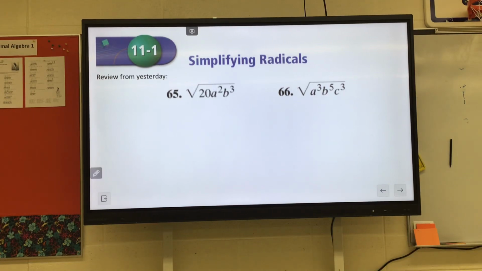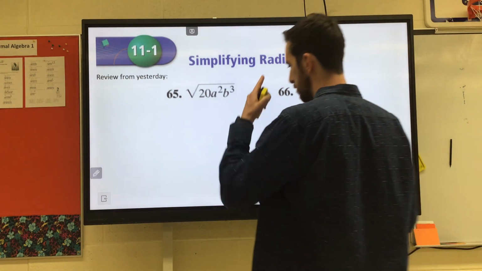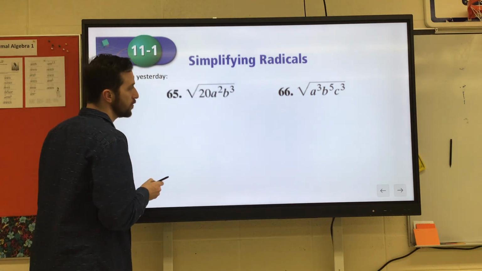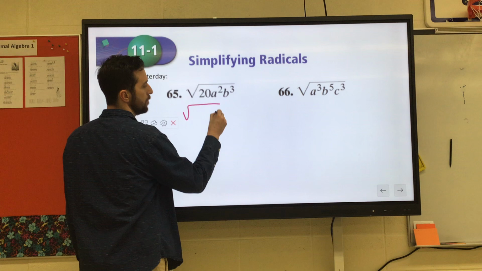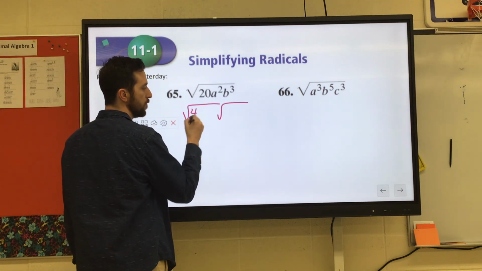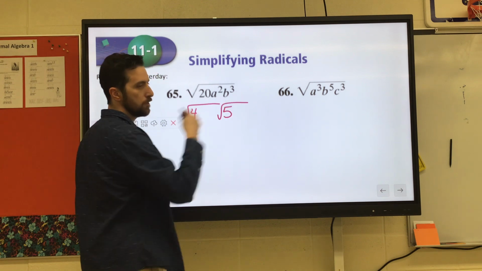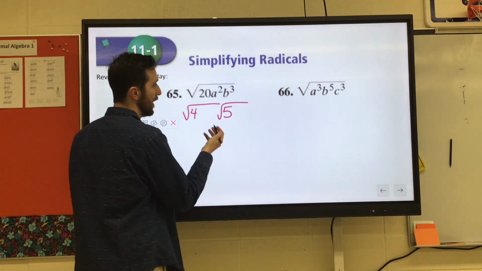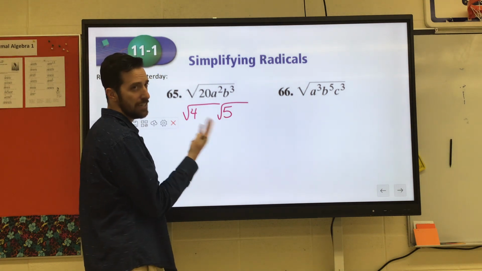Do you remember last time we had stuff like this and we broke it down with perfect squares? So 20a squared b to the third. We've set up two radicals where like a perfect square and 20 is 4. So we put the 4 there and it's 4 times 5. 5's not perfect. And then the exponents, remember it just has to be even to be perfect.